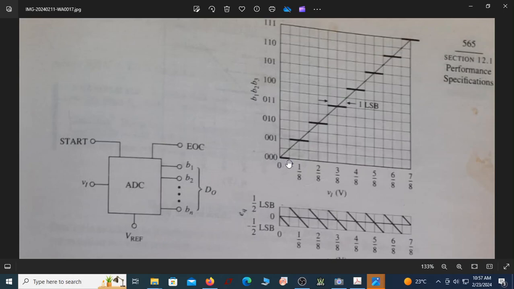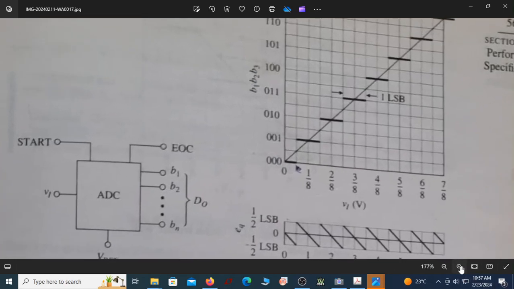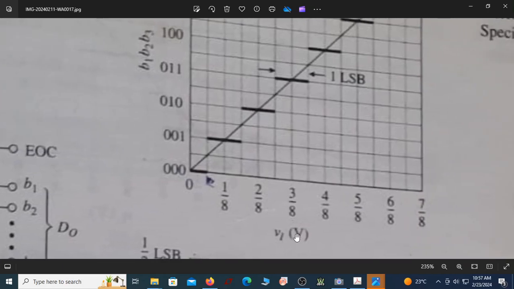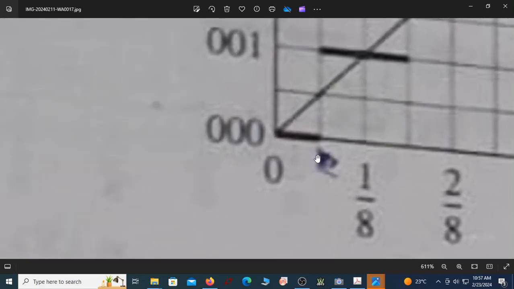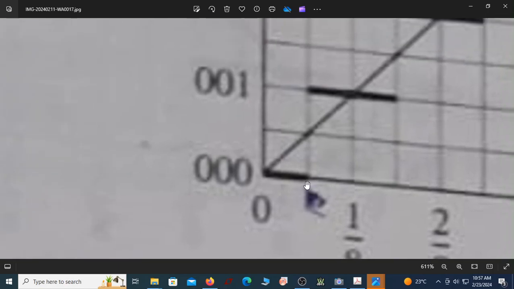If the input voltage is less than, of course, this is 1 LSB. So this is 1 by 8, 2 by 8, 3 by 8. So actually 1 by 8 is 1 LSB. This is 1 LSB, 2 LSB, 3 LSB, up to 7 LSBs. These are all the digital outputs. Suppose the input is, let me zoom in further, this is my input. If the input is less than 1 LSB, let us take it as half LSB.